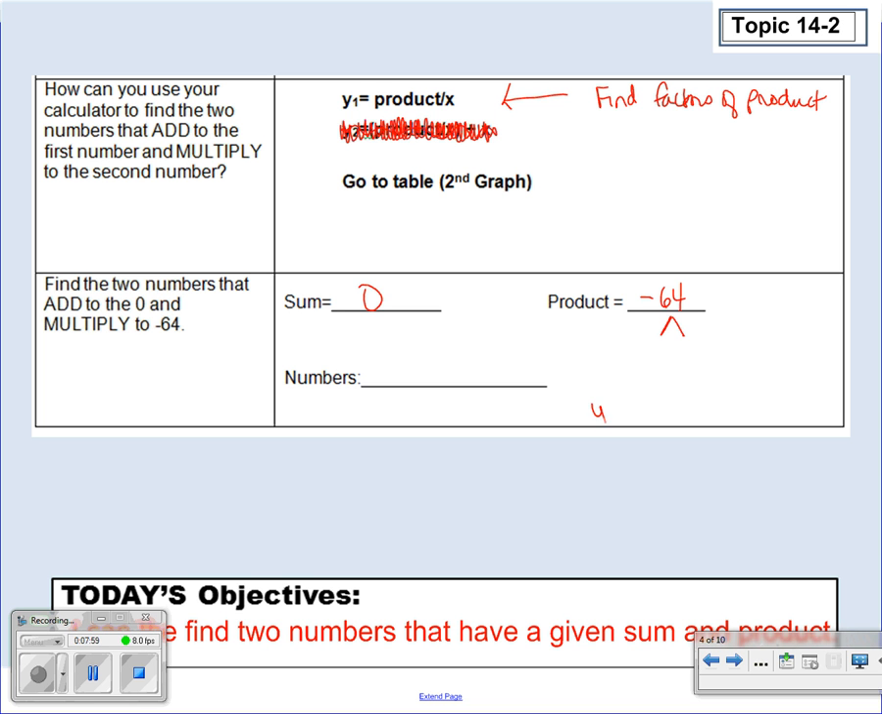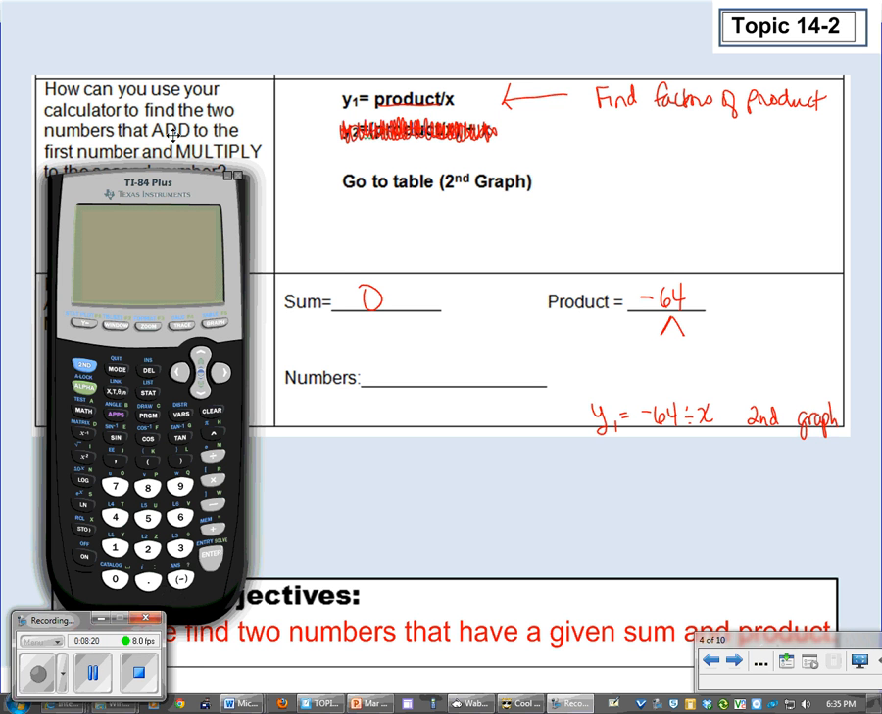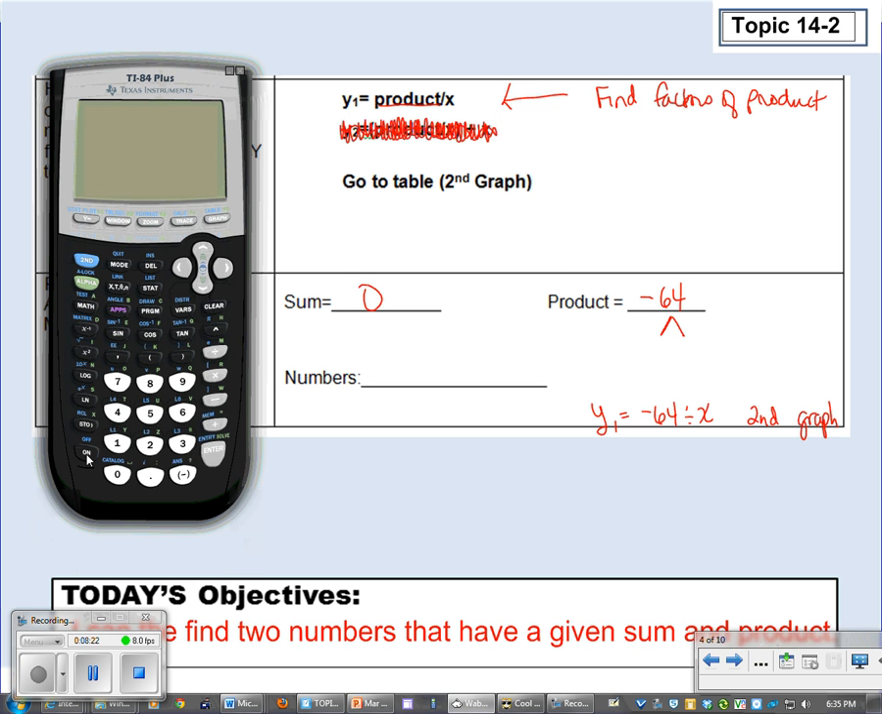So if I'm going to use the calculator, I'm going to go to Y1, and I'll type in the product. It says put in the product. In this case is negative 64, and then we're going to divide it by X. Once you get that in, we're going to hit the second button and then the graph button, and then this will bring up a table. So we're going to actually do that on the calculator, so get your calculator out. Turn the calculator on. You'll see I already have it in there. So we typed in negative 64 divided by X. Next, we're going to hit second and then graph.